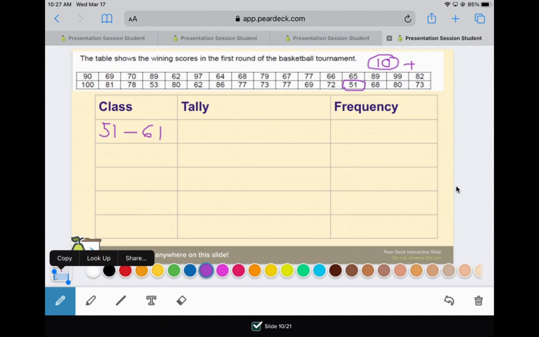Then for my next one, I'm going to add 1, so that's 62. Then I move on to the next one, where I add 10 again because that's the class width. So that will be 72. 73 is the next one, plus 10, that will be 83. 84 plus 10 gives me 94. Plus 1 here, so 95, plus 10, that will be 105.